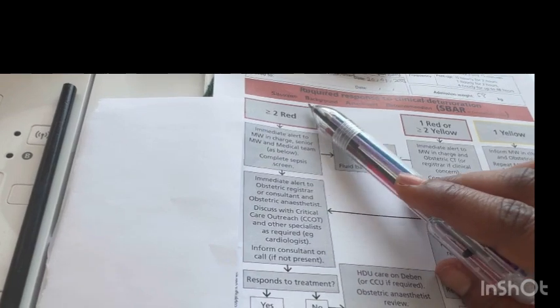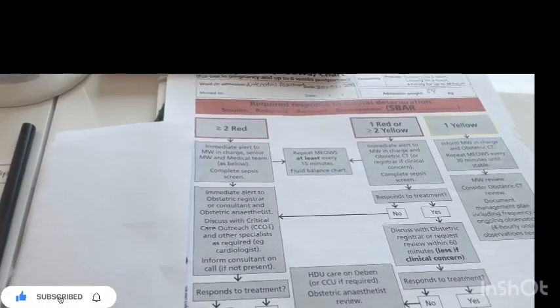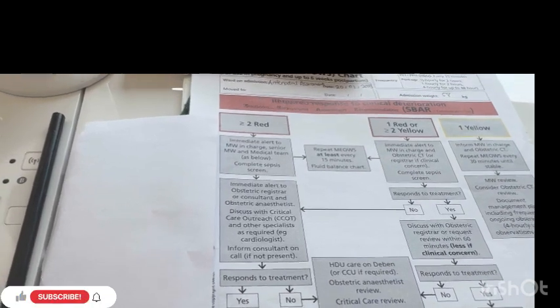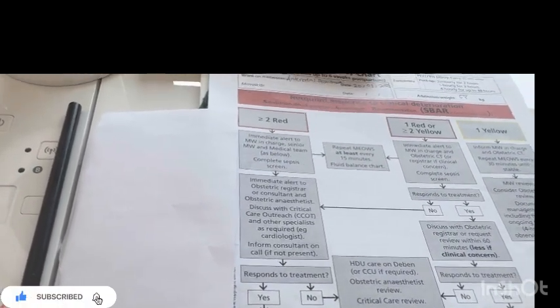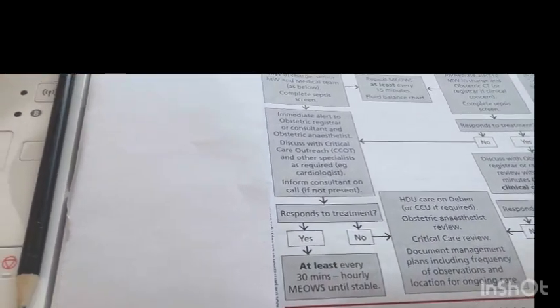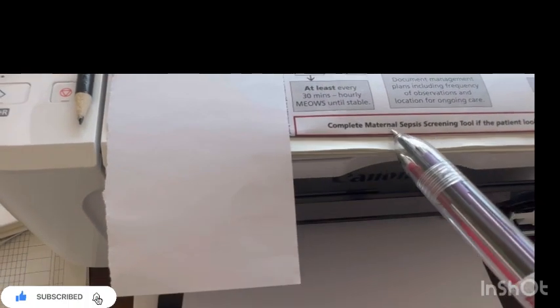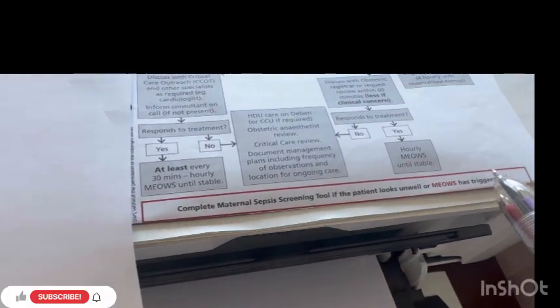That's the situation, background, assessment, recommendation communication tool, which is what you are going to use to escalate or hand over to the examiner, in the assessment station, the planning station, or even in the evaluation. It is the SBAR we use. Then down here it says complete maternal sepsis screening tool if the patient looks unwell or she triggers on MEOWS.